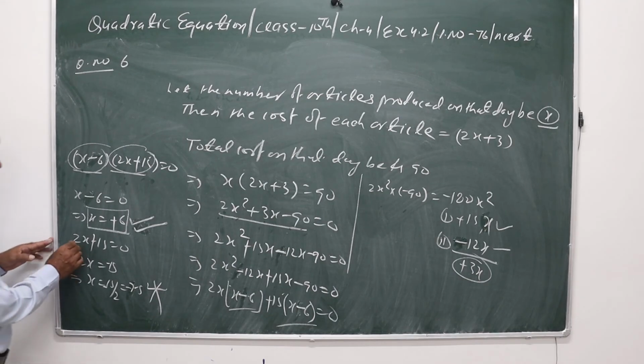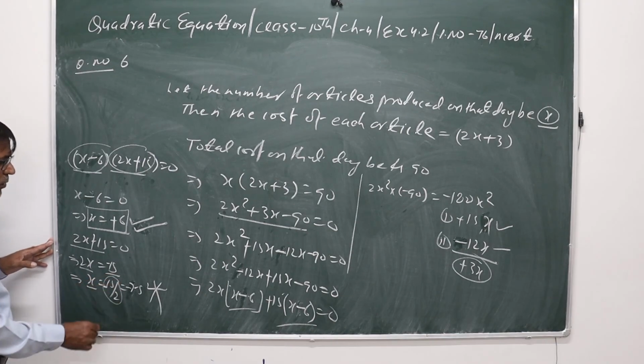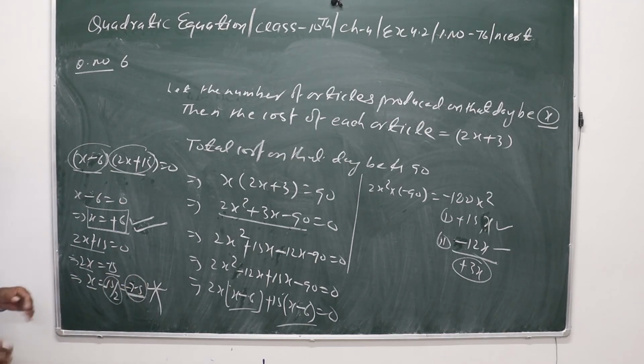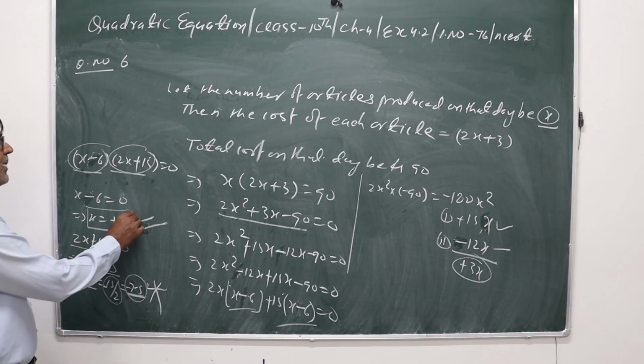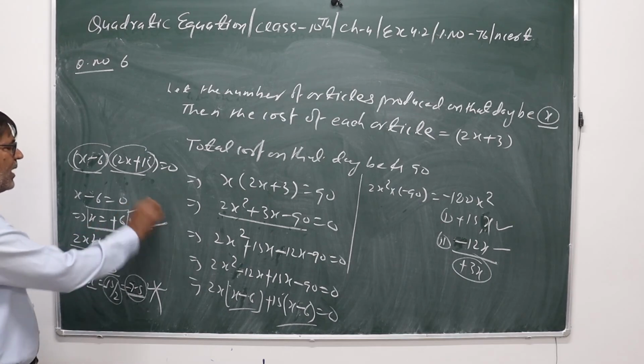And second case 2x plus 15 is equals to 0. So 2x is equals to minus 15. So x will be minus 15 upon 2, that is minus 7.5. Because the poultry article cannot be a negative fractional value, so this value is not possible. So the factory should produce a number of poultry article on particular day should be 6.